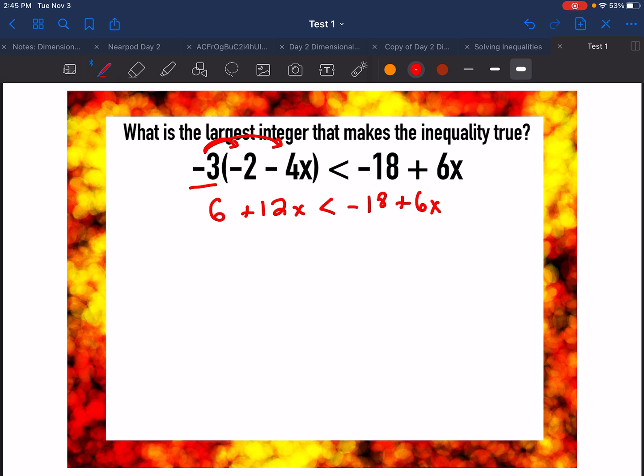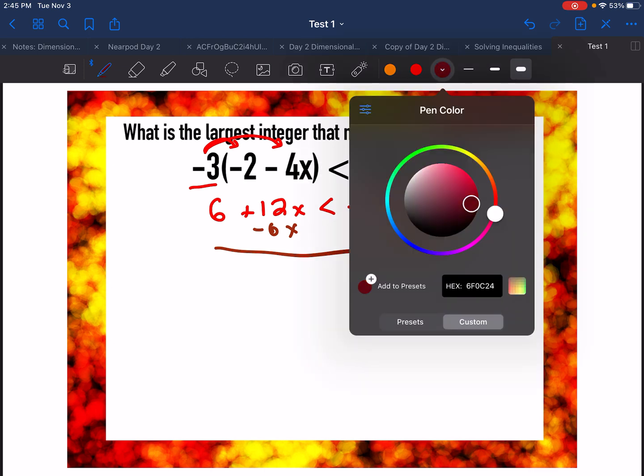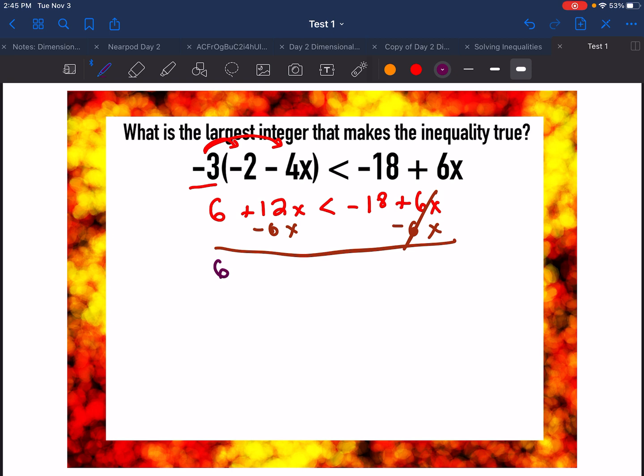I can start anywhere trying to get x by itself. I'm going to do the opposite of positive 6x, which is minus 6x on both sides. That cancels. I bring down 6. 12x minus 6x, well, that's just 6x. It's less than negative 18.